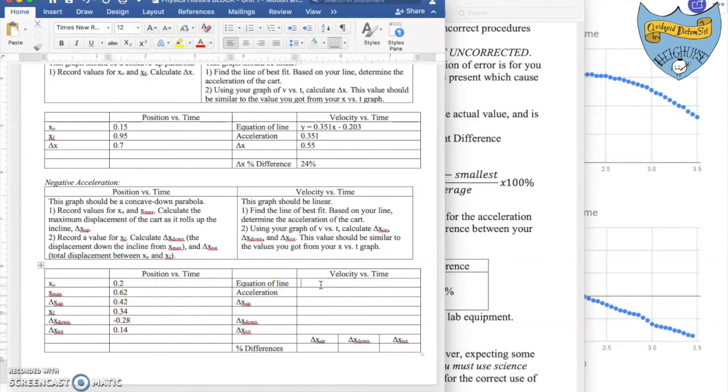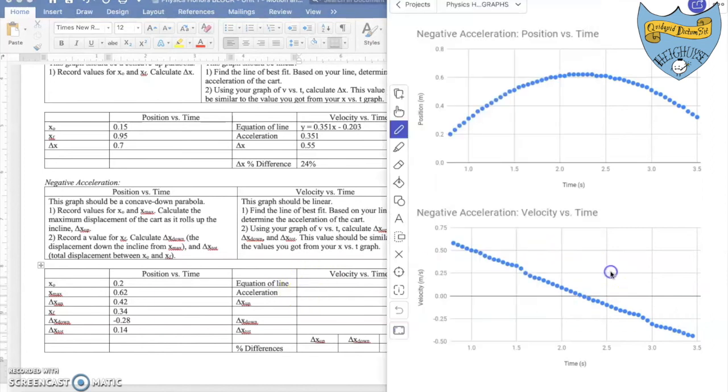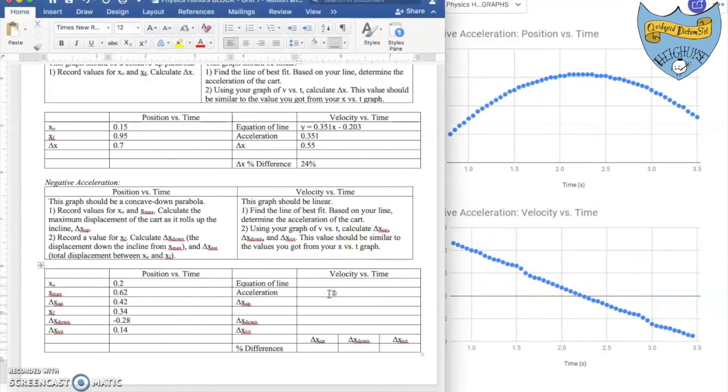But these numbers are more or less: pick off the graph and subtract the correct pairs of numbers. For my velocity versus time graph now, equation of line, all right, whatever, you have that on the graph. Acceleration, that's the slope of the equation, which apparently is not on the graph because I forgot to add it. Okay, fine. But you know how to get those. All right, delta X up and delta X down, and then delta X total, right? There are three of them, just like over here.